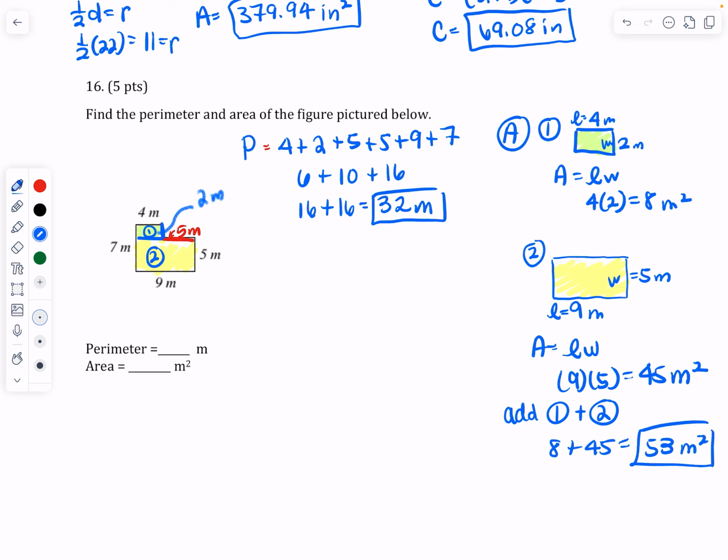Okay, so the perimeter again was 8 meters. No, sorry, I looked at the wrong thing. It's 32. So I'm going to put that in there. And the complete area is 53 meters squared.